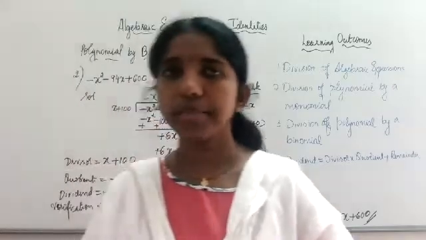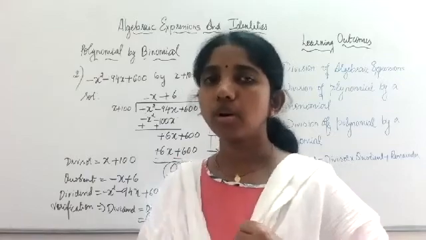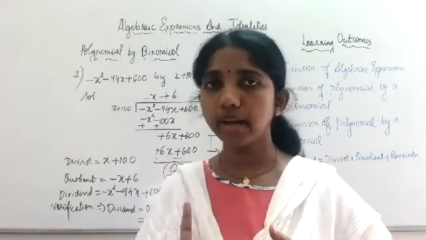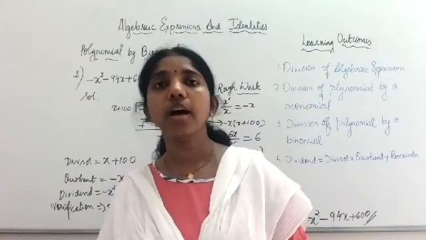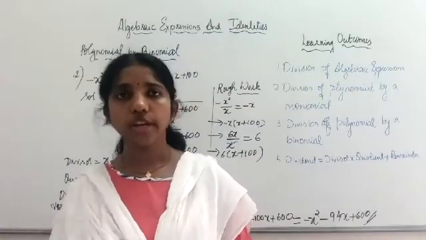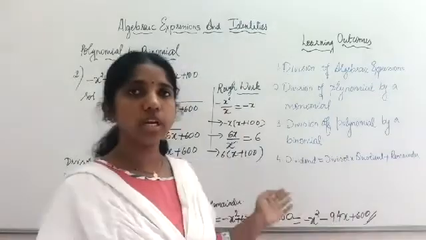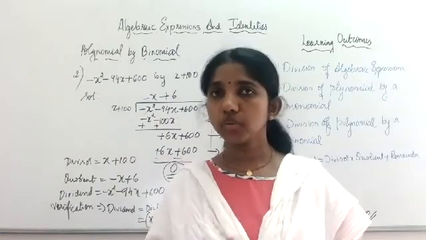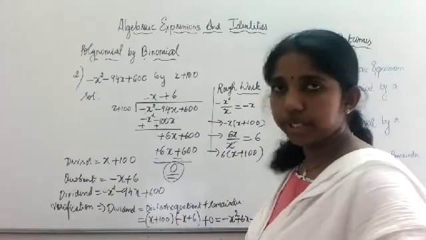So okay, this is about the division of algebraic expressions. We have learned how to divide a monomial by a monomial, a binomial by a monomial, and a polynomial by a monomial. The next thing we have learned is the division of a polynomial by a polynomial or a binomial. After dividing, we can verify the answers using the division algorithm, that is, dividend is equal to divisor into quotient plus the remainder. That's how we have verified this last question.